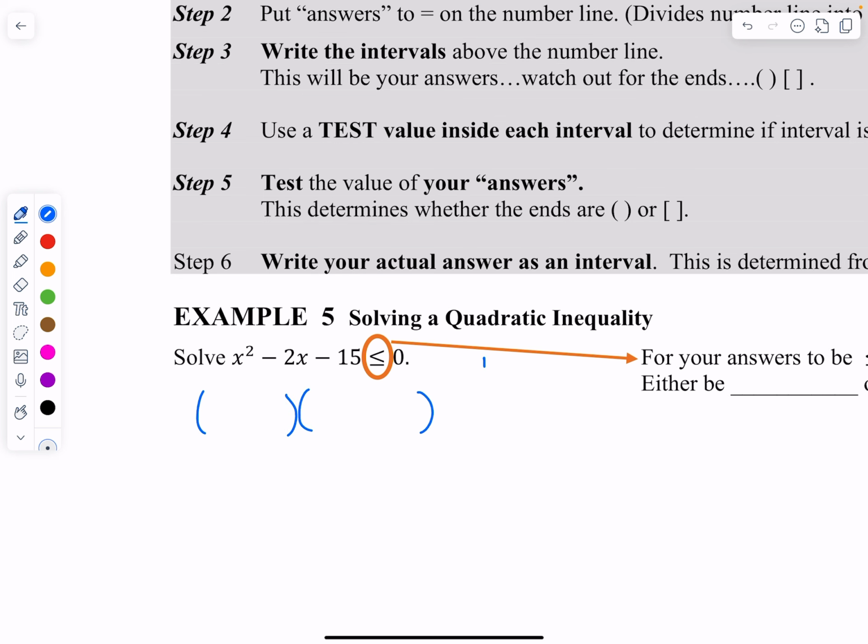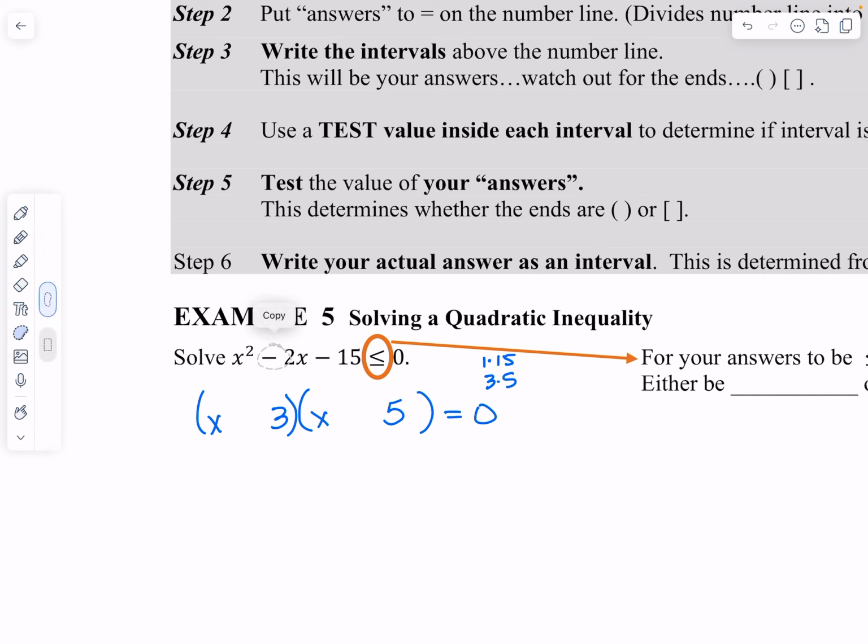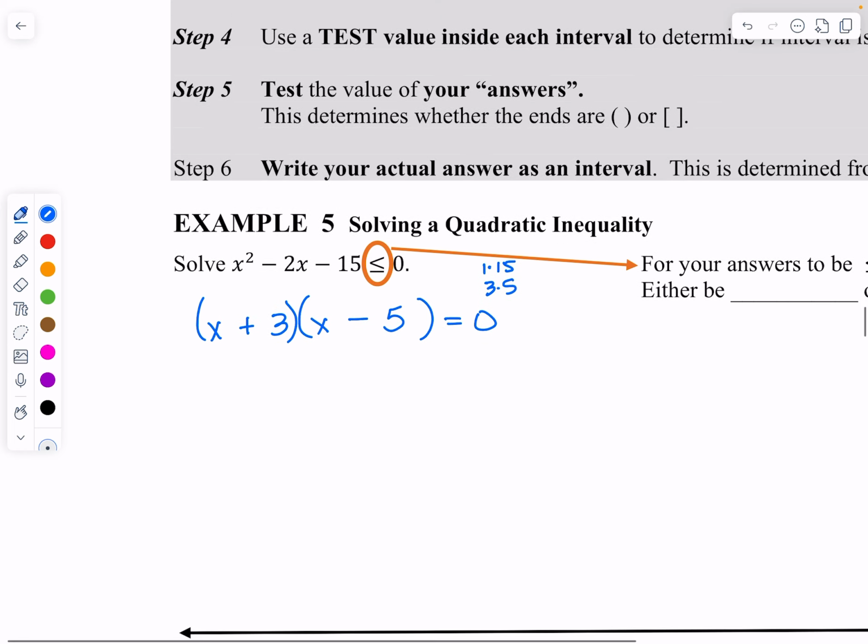Remember the 15, we've got 1 and 15, or 3 and 5, and what subtracts to give me 2 is my 3 and my 5. So I'll have my 3, my 5. I'm going to go ahead and say that's equal to 0. So when I do that, I need a -2. So that gives me a -5 here, a +3 there. So my two possible answers are x is -3 and x equals 5. You could set those equal to 0 if you wanted to. Okay, so we have answers if it's equal to.